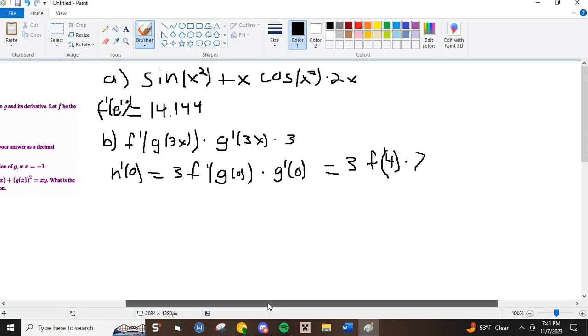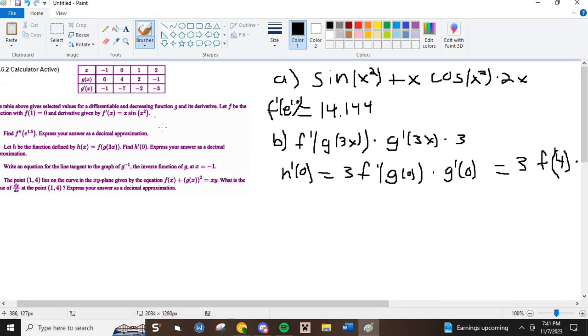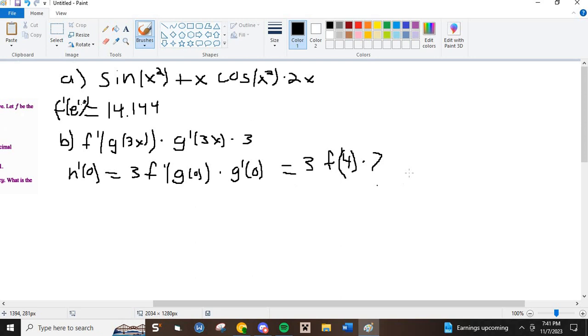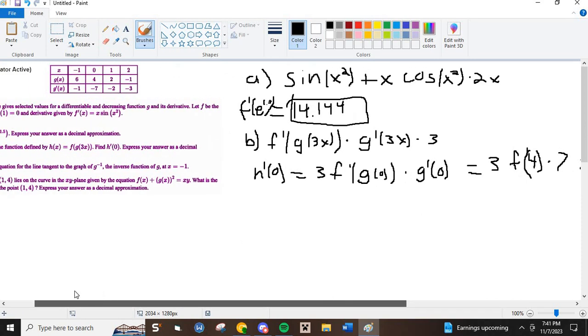And you get f prime of 4 by plugging it into this equation here with a calculator. And so that will leave you with 24.184. I forgot to box this. Alright, that's simple.